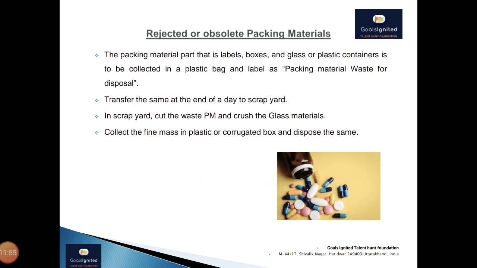Then we come to the rejected or obsolete packing material. The packing material part, that is labels, boxes and glass or plastic containers, is to be collected in a plastic bag and labeled as packing material waste for disposal. The same is required to be transferred at the end of the day to the scrapyard. In the scrapyard, cut the waste packing material and crush the glass material, collect the fine mass of plastic and corrugated box and dispose of the same.